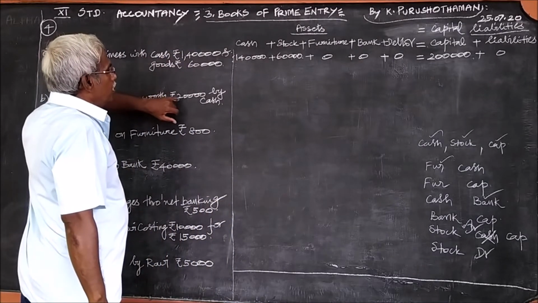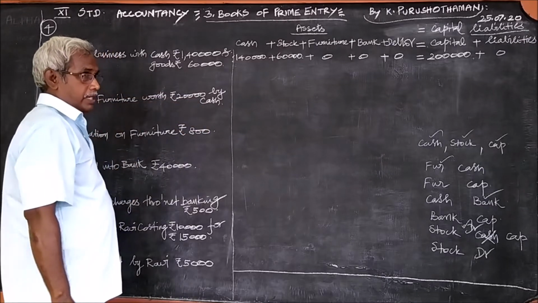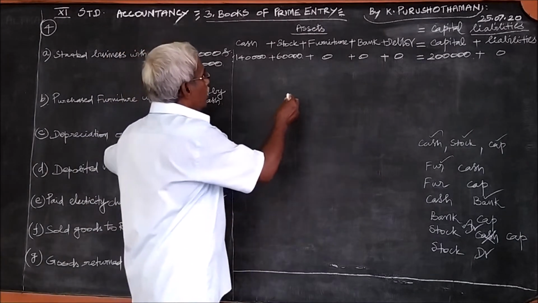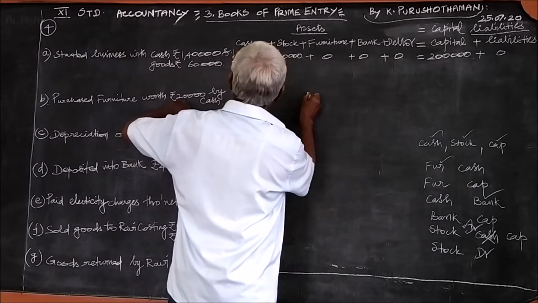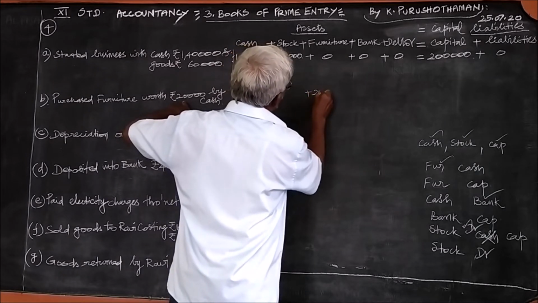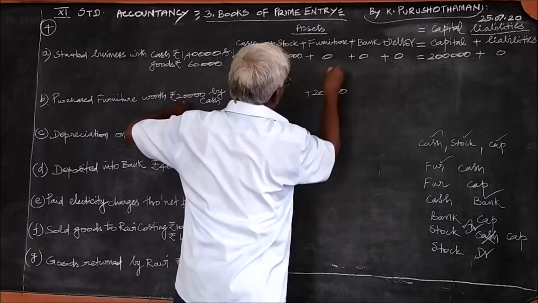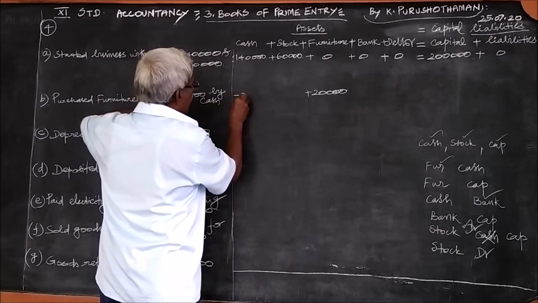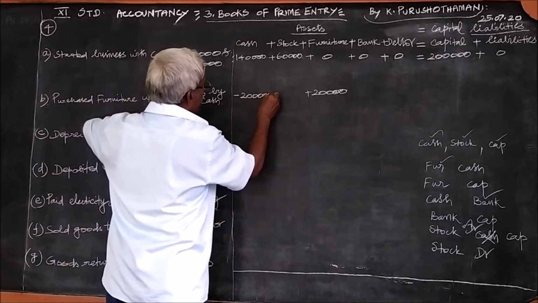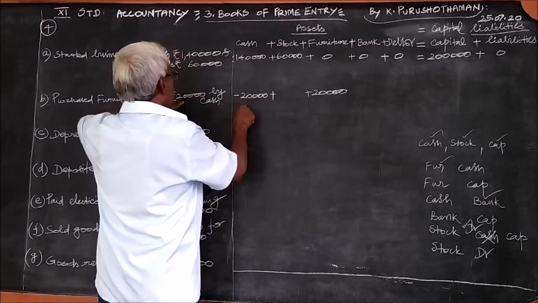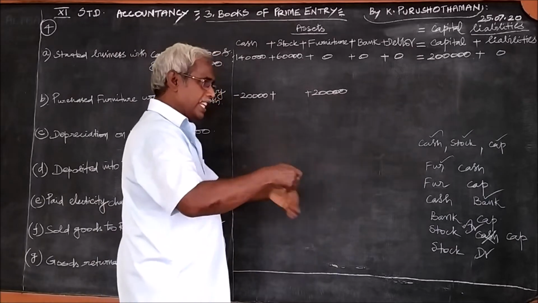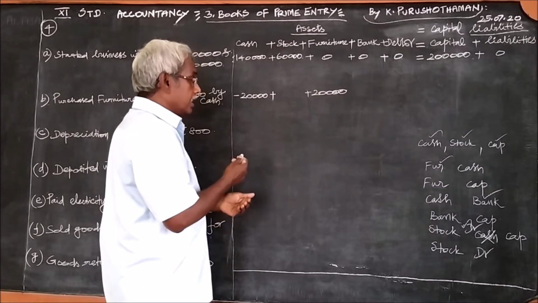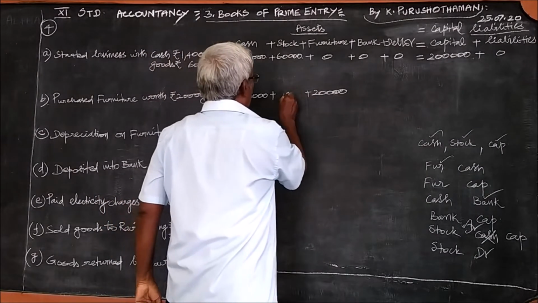Purchased furniture worth rupees 20,000 by cash. We buy the furniture. So what do we receive? We receive furniture worth rupees 20,000. So against furniture you write 20,000. We are paying cash. Therefore the cash is going out, minus 20,000. This you must remember very carefully. We pay the cash, it reduces the cash balance, minus. We receive the furniture, it comes in, it is a plus. Other items are zeros.